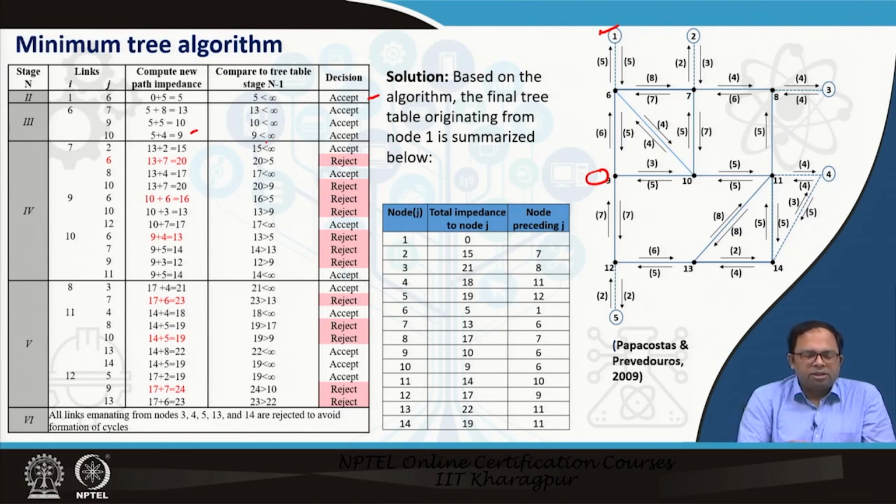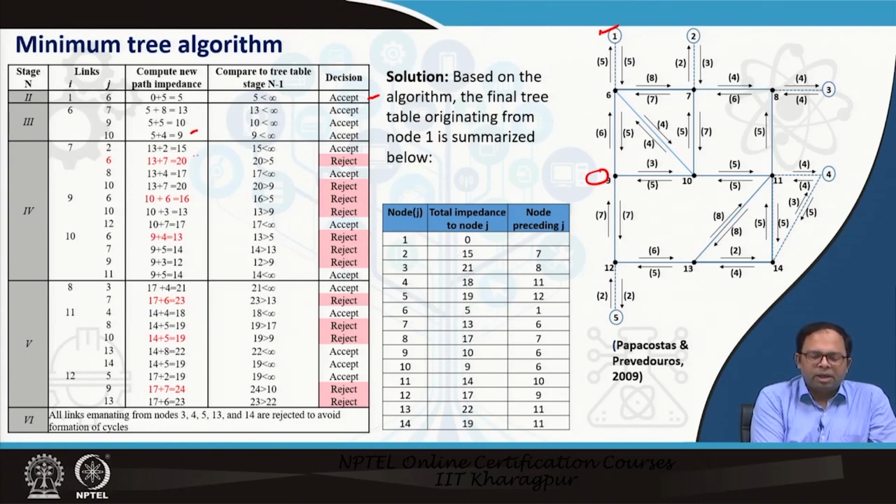Now for each of these 7, 9, 10, we keep on expanding. So from 7 it could be expanded to 2, 6, 8, 10. So from 7 we can go to 2, we can go to 8, we can go to 10, and we can also go back to 6. Now going back to 6 actually creates a cycle or a parallel loop. So it's a parallel line back. So we will actually reject that.